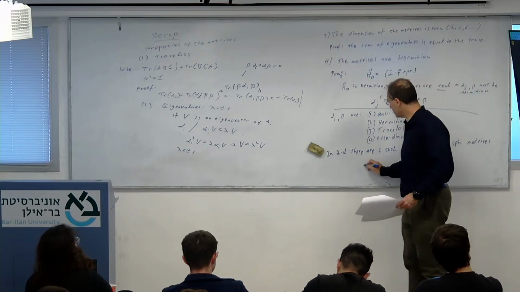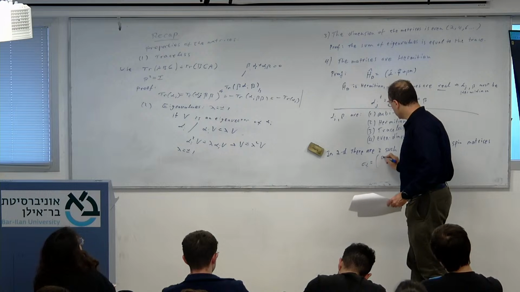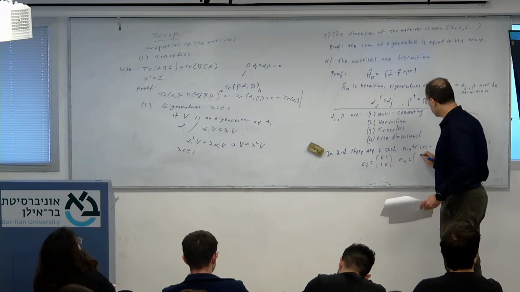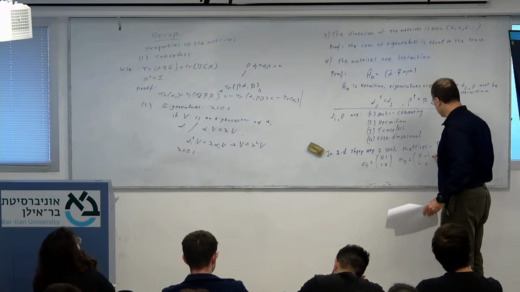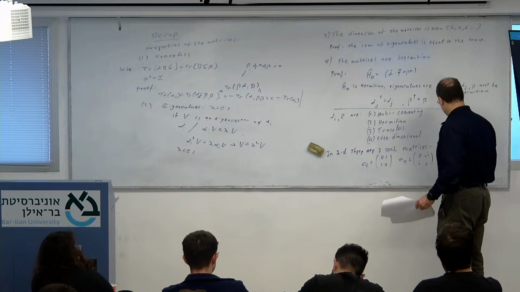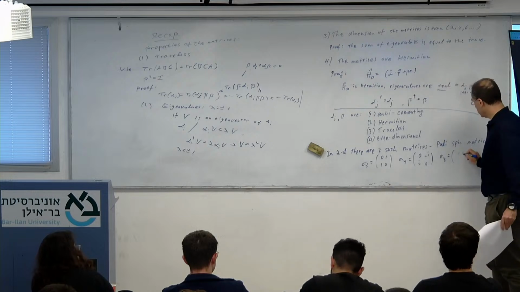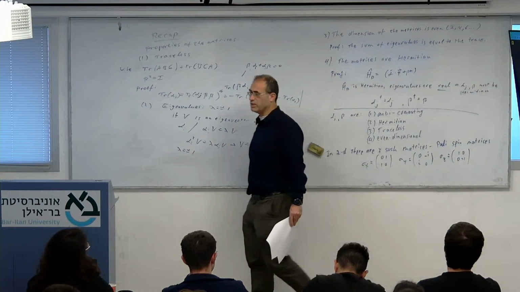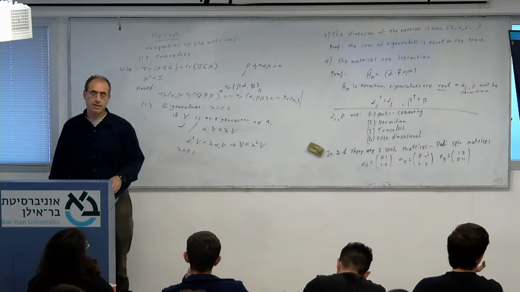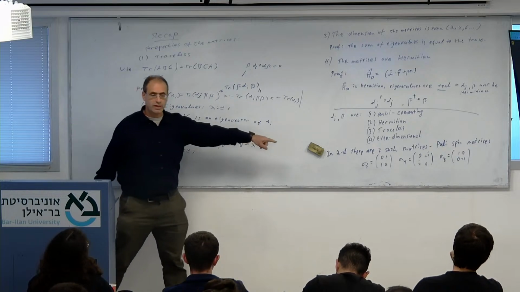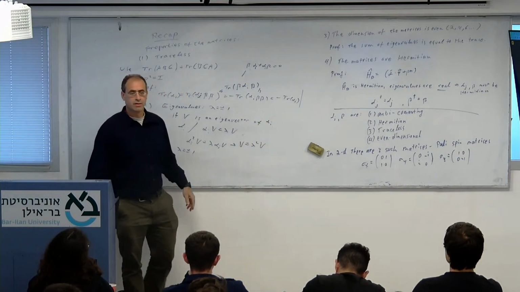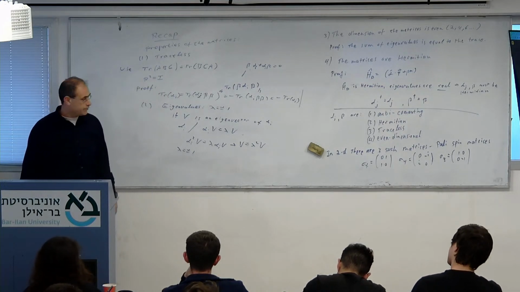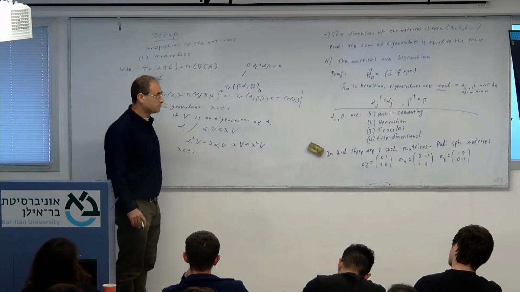Reminder, right? Sigma x was 0, 1, 1, 0. Sigma y was 0, minus i, i, 0. And sigma z was 1, 0, 0, minus 1. But these are the only independent matrices that there are as 2 by 2 matrices, and we only have 3 of them. But we need 4.